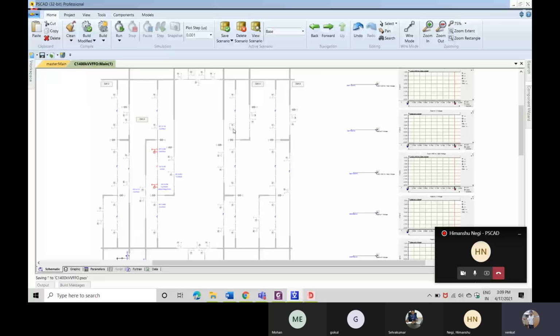The only thing which we want to change is the disconnector model. Yes, that's what I am asking. Only the disconnector is changed. Apart from the disconnector model, everything will be the same.